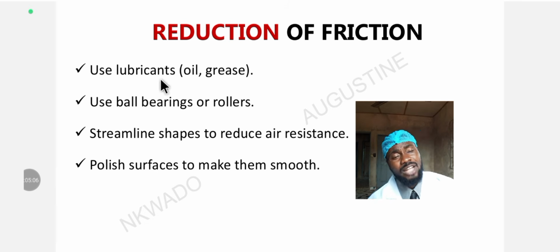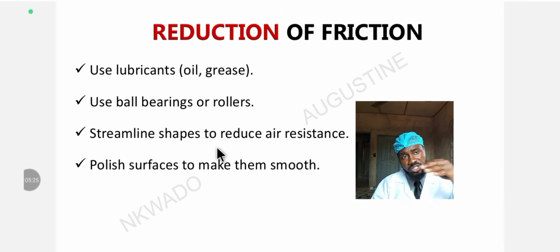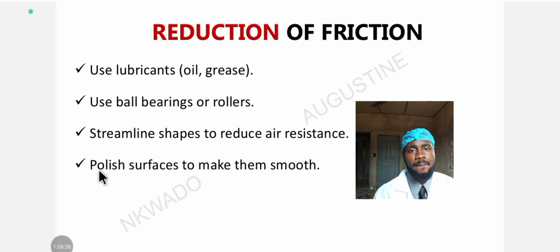Reduction of friction. How do we reduce friction? Number one, use lubricants, oils, grease and so on. We use ball bearings or rollers to reduce friction. We streamline our bodies. You know what it means to streamline a body? Make it smooth. That's why fishes easily swim in the ocean or in water, because they have streamlined bodies, they are smooth. So streamlining helps reduce resistance. Polish surfaces to make them smooth. When you polish body surfaces, it makes them smooth. This is also a method of reducing friction. Another method that is not here is applying powder. Applying powder on a system or the body also helps reduce friction.